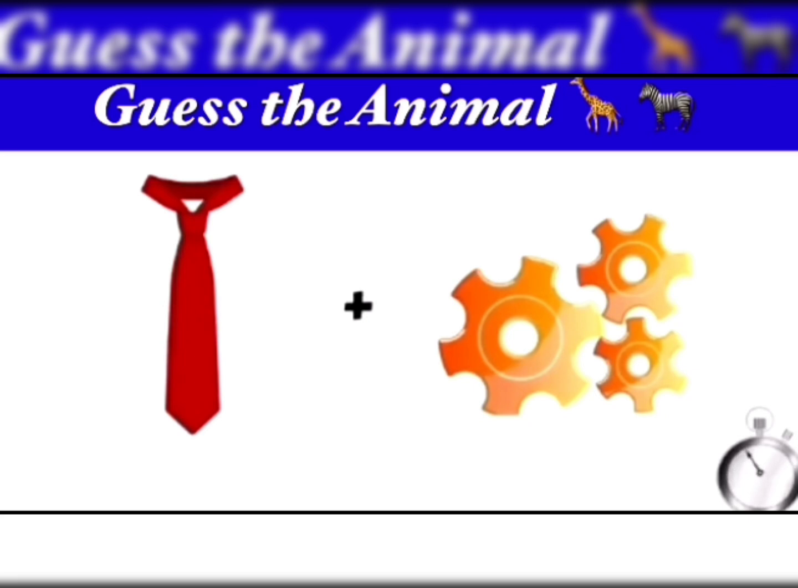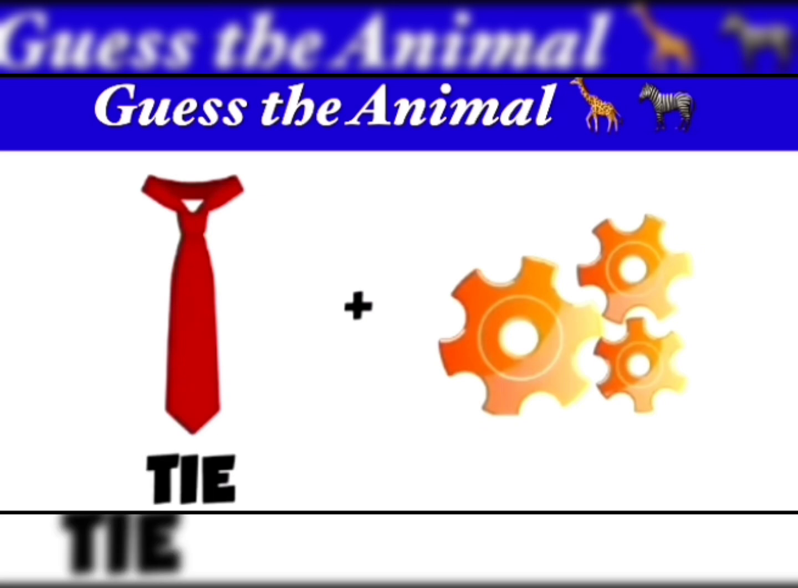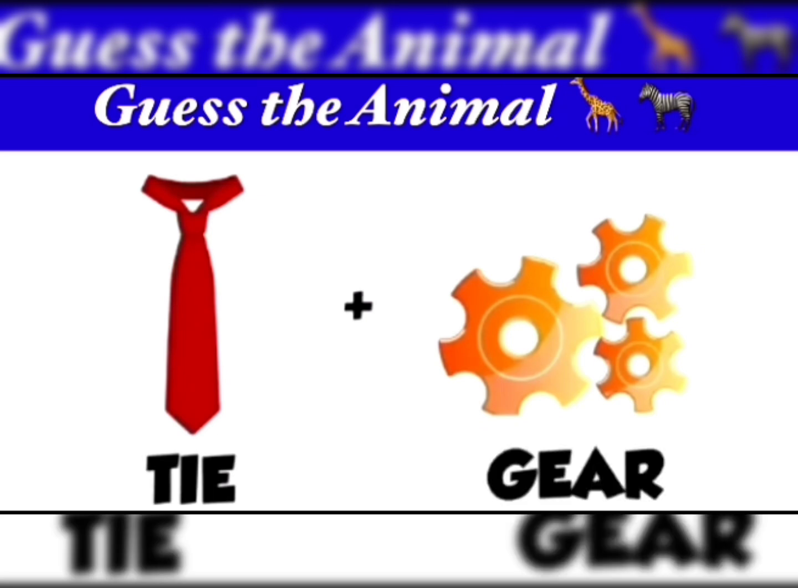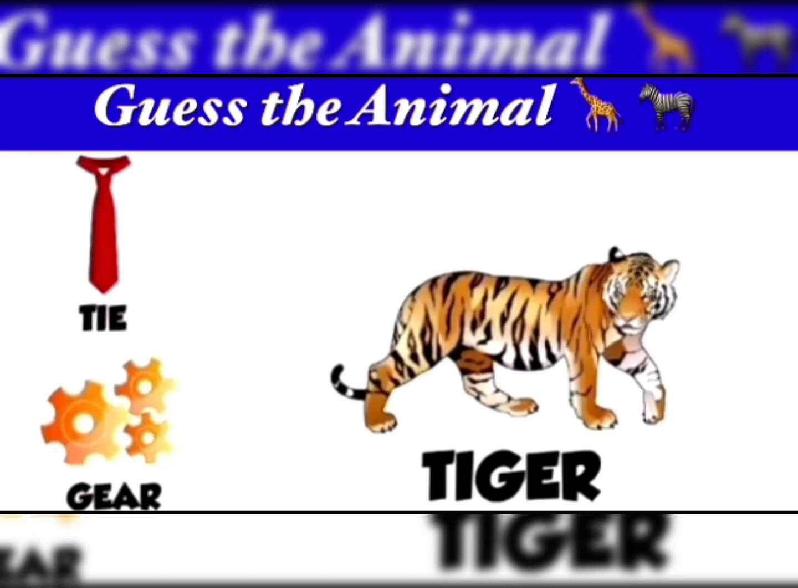The red object is the tie. The other object is the gear, so it's tiger. You are Einstein. Now let's move on to the next quizzle.